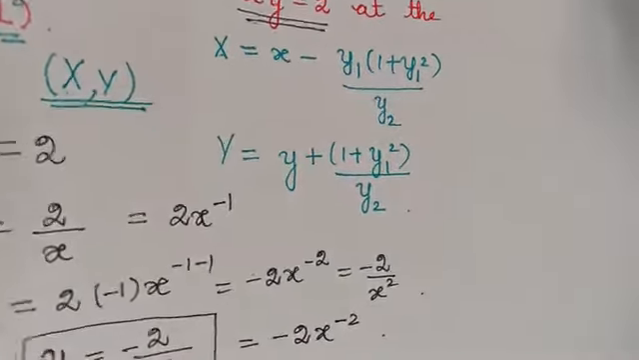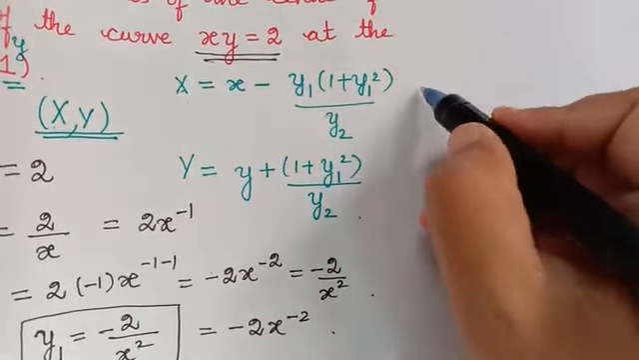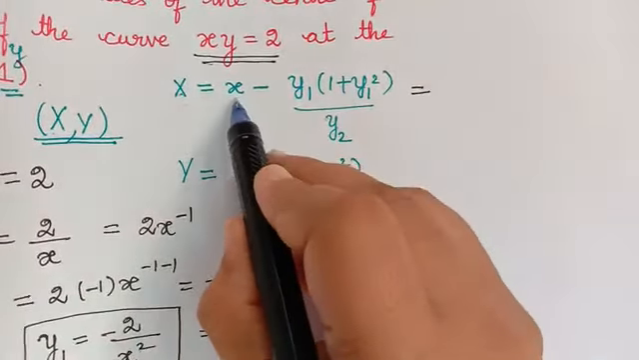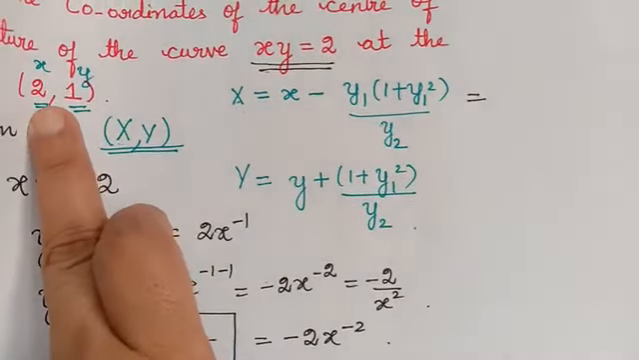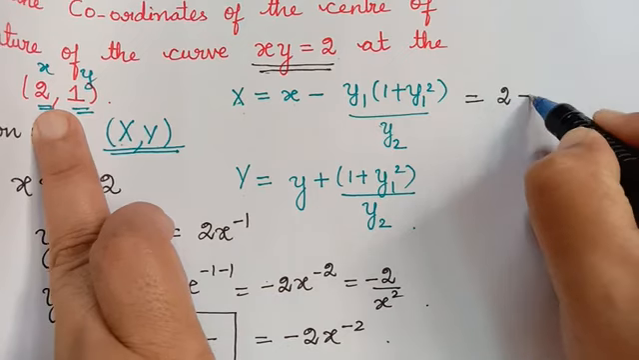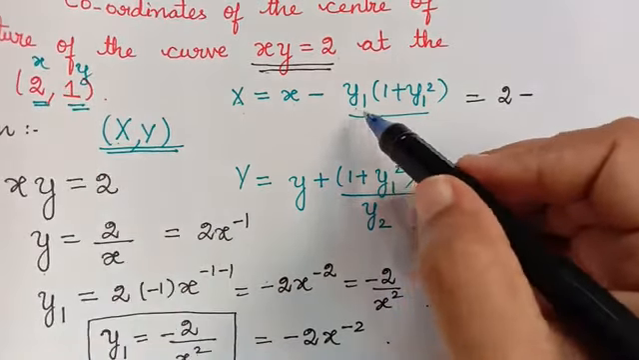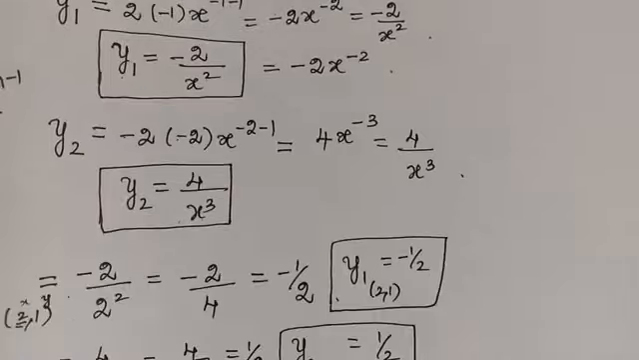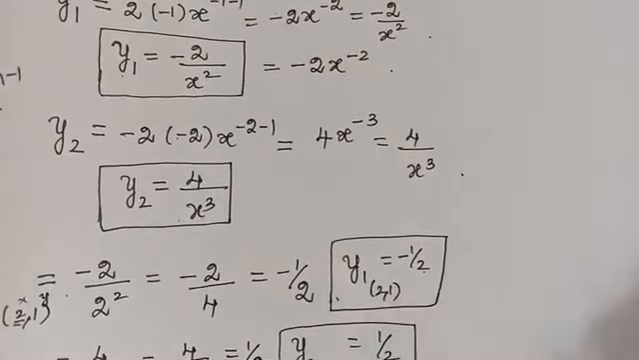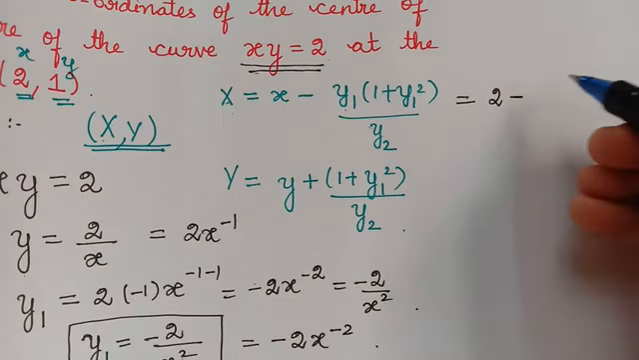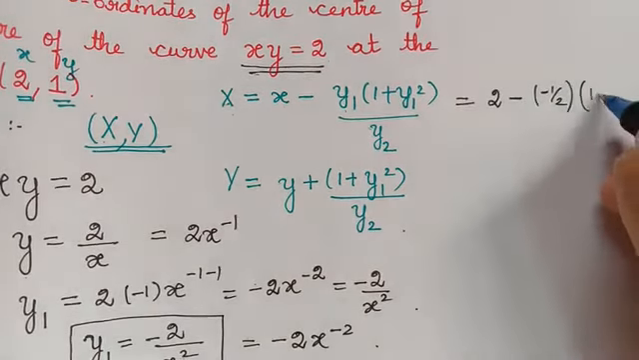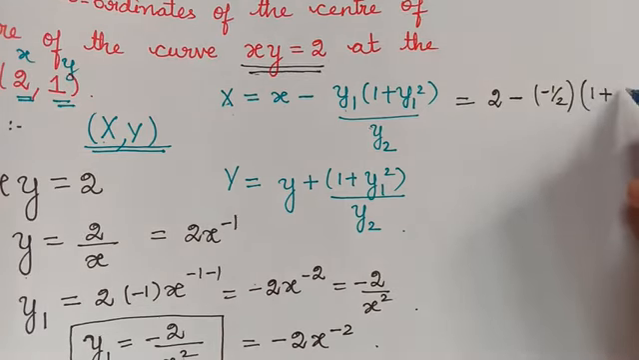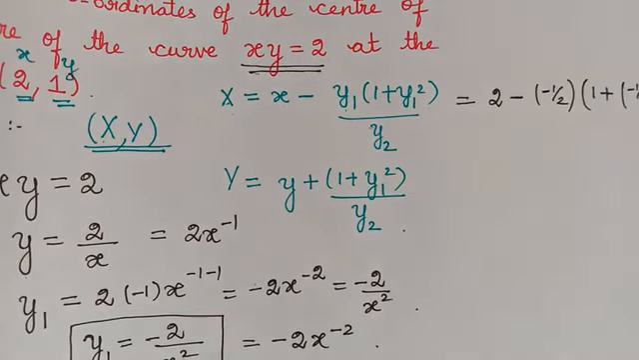So what we will get is, the value of x will be equal to, this small x is this coordinate, that is the value of small x is 2. So 2 minus, what is our y1? Just now we have evaluated our y1. We have found it to be minus 1 by 2. So that we have to substitute here. So minus 1 by 2 multiplied with 1 plus y1 square. So minus 1 by 2 square. So it will be minus 1 by 2 square.